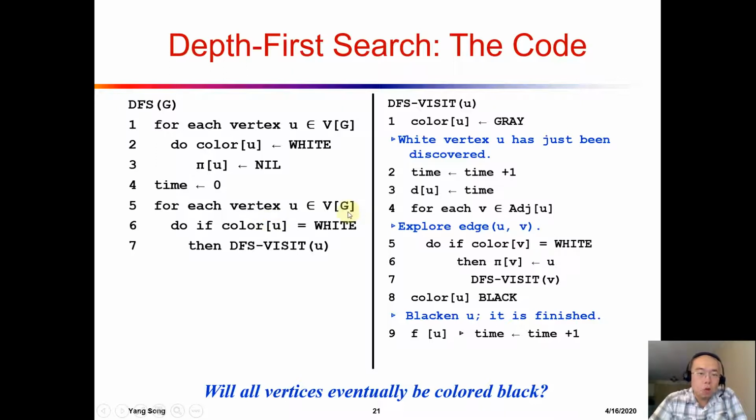And so it is safe that each of the y nodes will receive at least one visit. And after we visit that, and after we call the DFS visit, eventually that node will be colored black. So to answer this question, will all the vertices eventually be colored black? Well, the answer is yes.